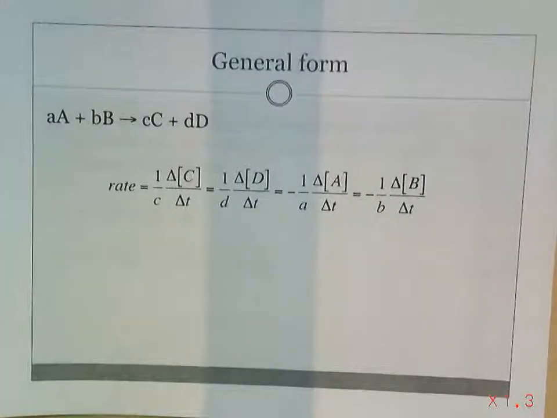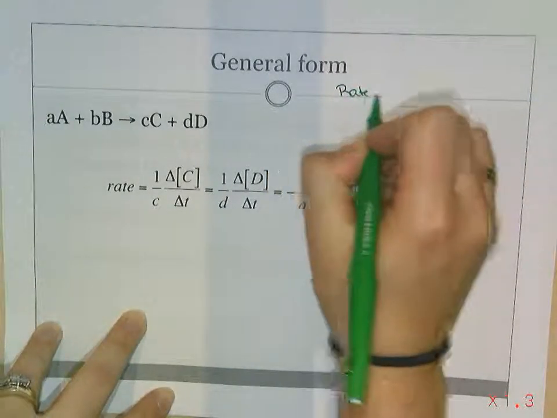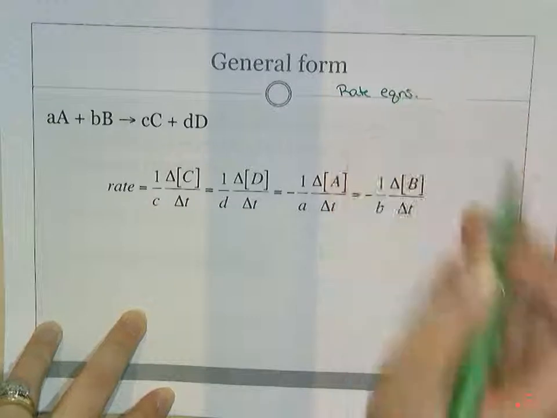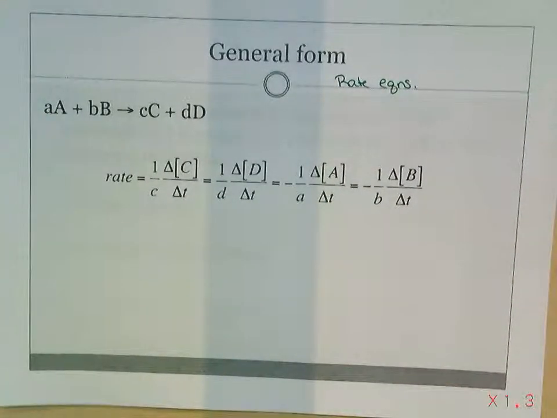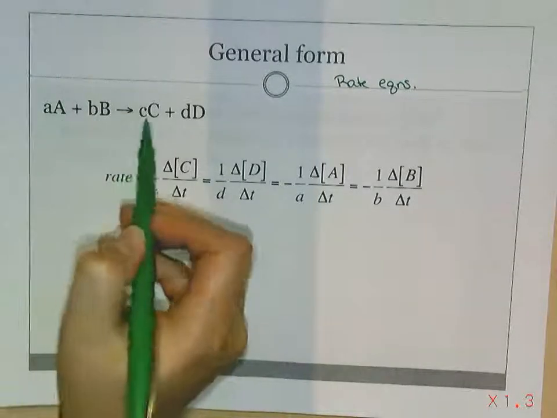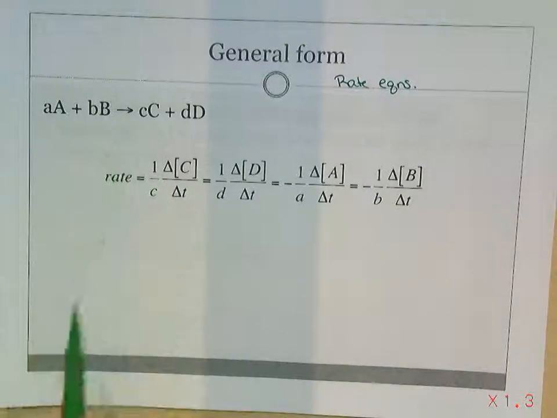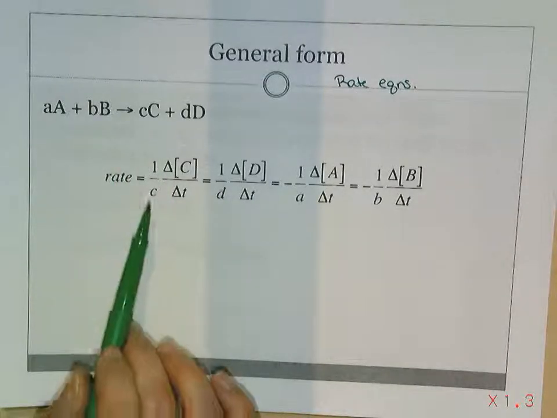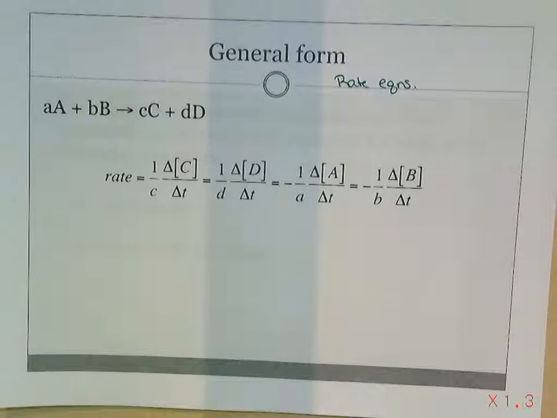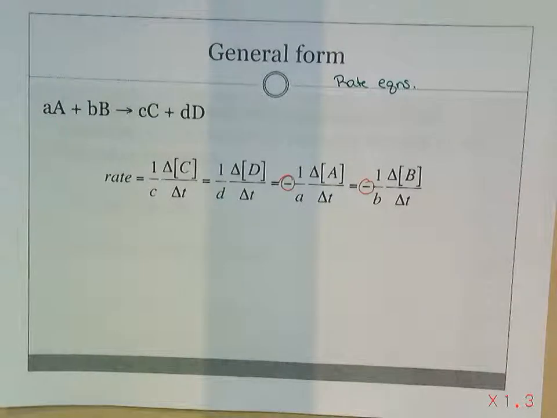All right, so here's my general form for rate equations. If I have a reaction of some amount of A and some amount of B making some amount of C and some amount of D, you take 1 over the stoichiometric coefficient, and that's how those rates will be related. Making note of these guys have this negative sign, right? Because they are on the reactants side.